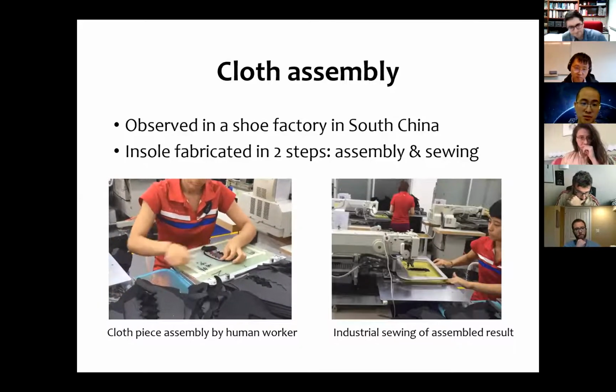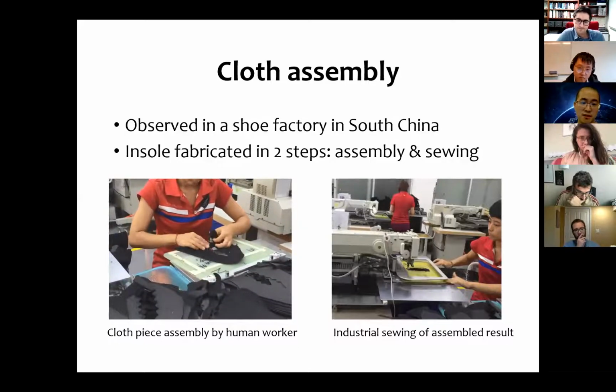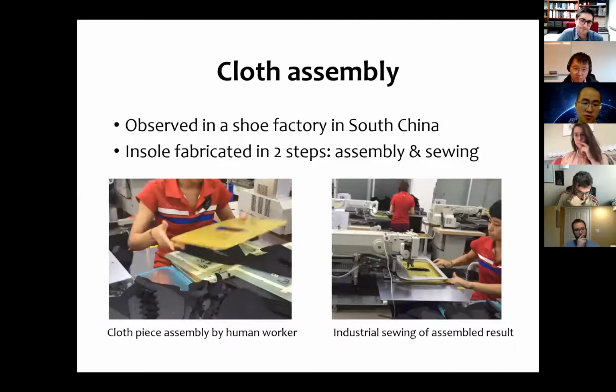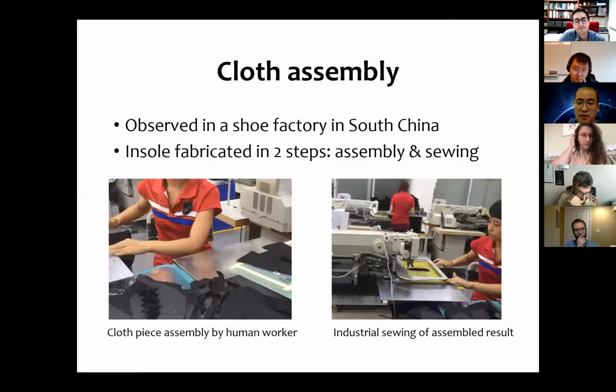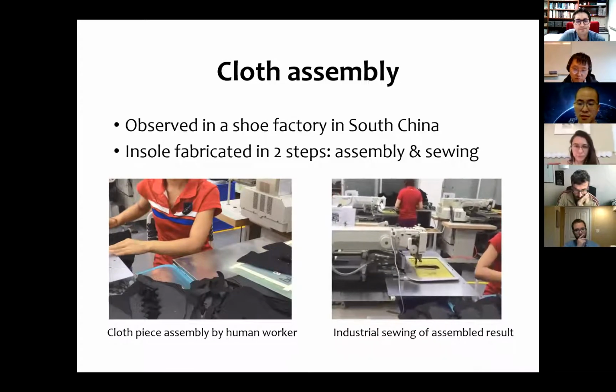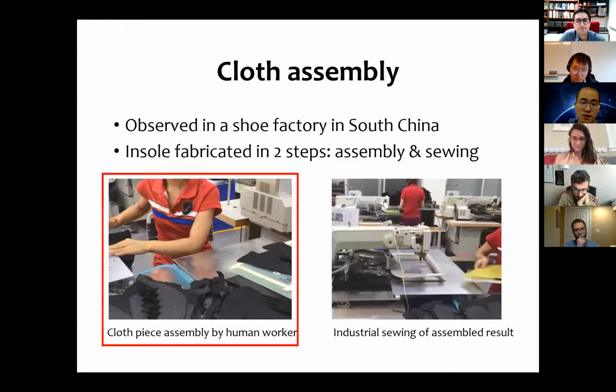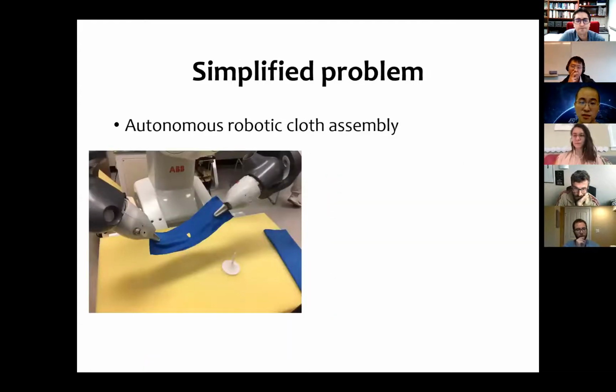Okay, actually the insole of the shoe. And as you can see, first of all, the worker needs to assemble several pieces of clothes together. And after that, you can use a sewing machine to stitch the clothes together. So that's the case. What we want to do is figure out how we can make robots achieve the task on the left. First of all, we simplify that into something we can do. Basically, we think this is a clothes assembly task.